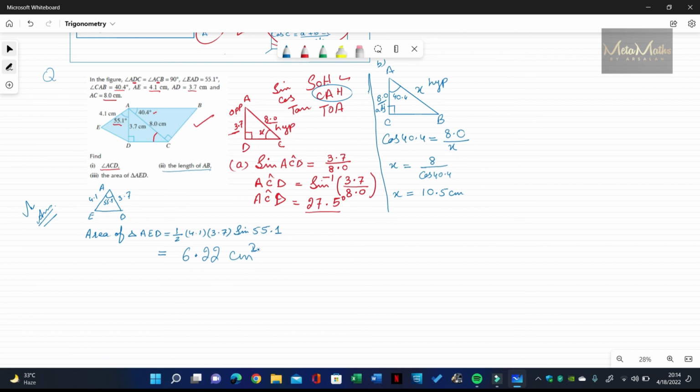Okay, so that is how we will be solving such kind of question. You see, in one question we use trigonometric ratio for angle, and similarly in the same question we found the area of triangle. Okay, so always in Cambridge exam you will have a mixed question, so never focus on one single topic.